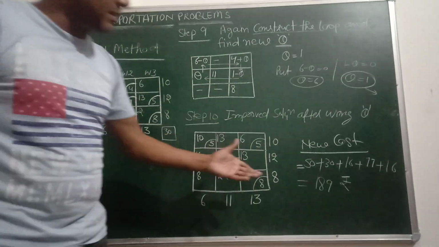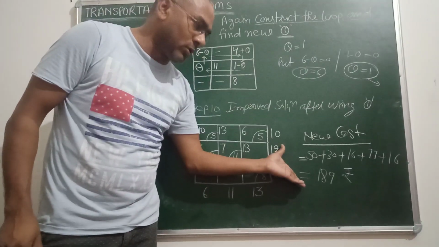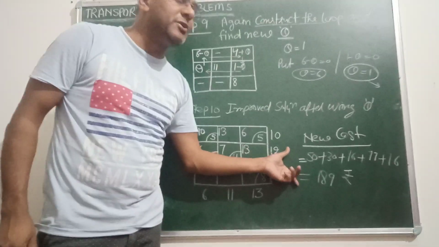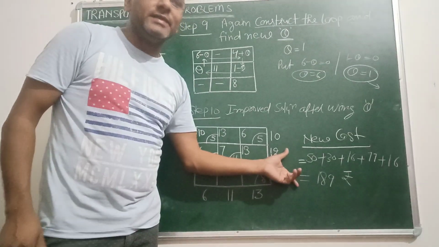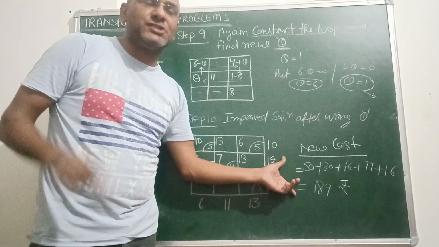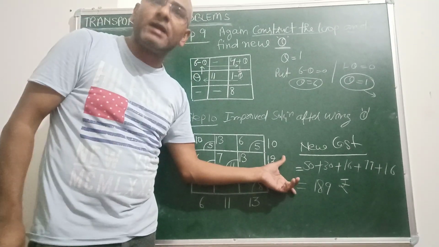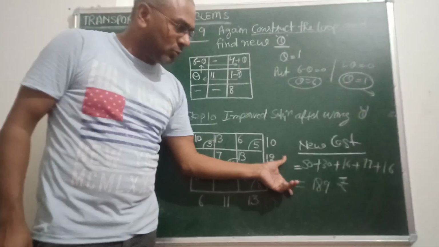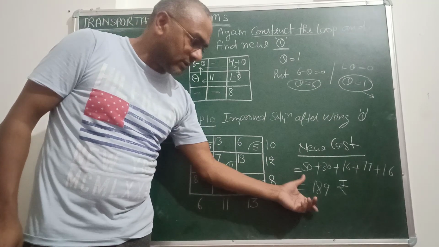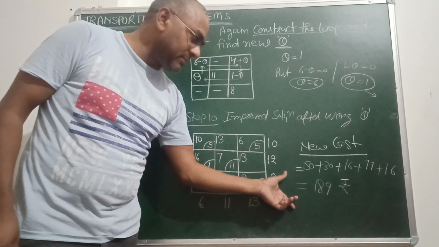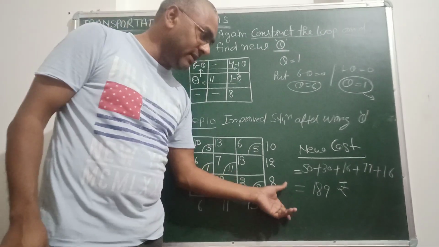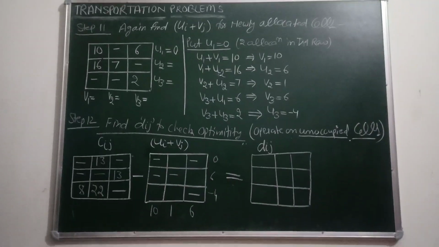Now to check whether this new cost is optimum or not, we again have to find ui, vj, and then we have to find dij and check whether the dij values are greater than or equal to 0. If so, then we can say that this is the optimum cost. So in the next two steps we will find the values of ui, vj and dij.